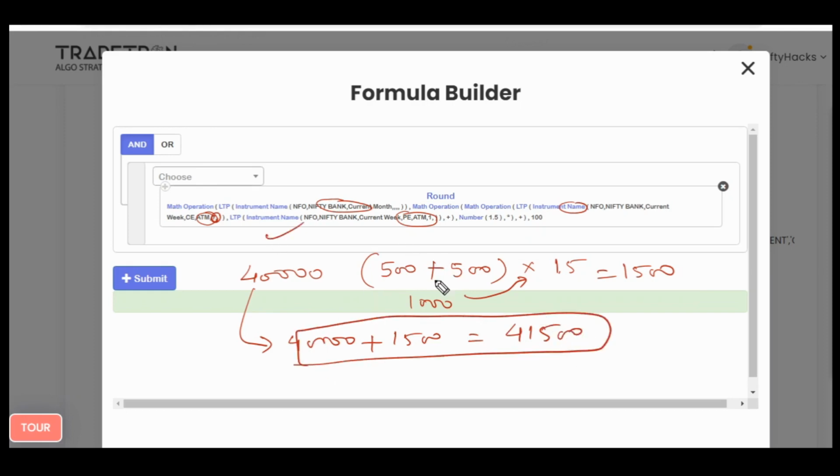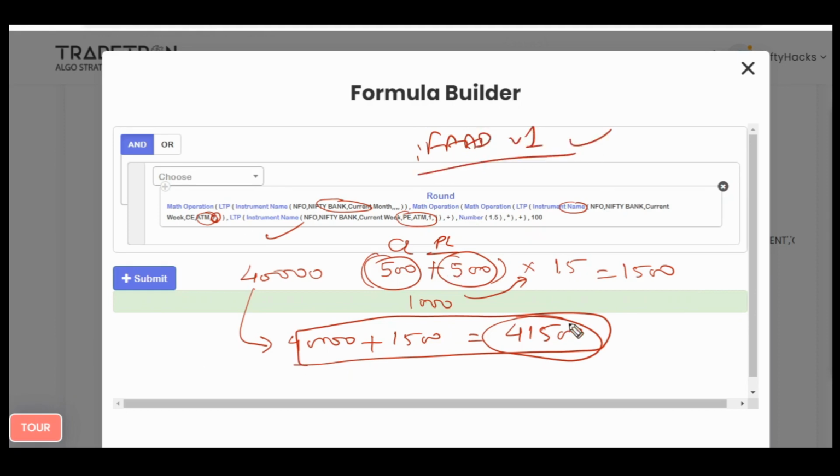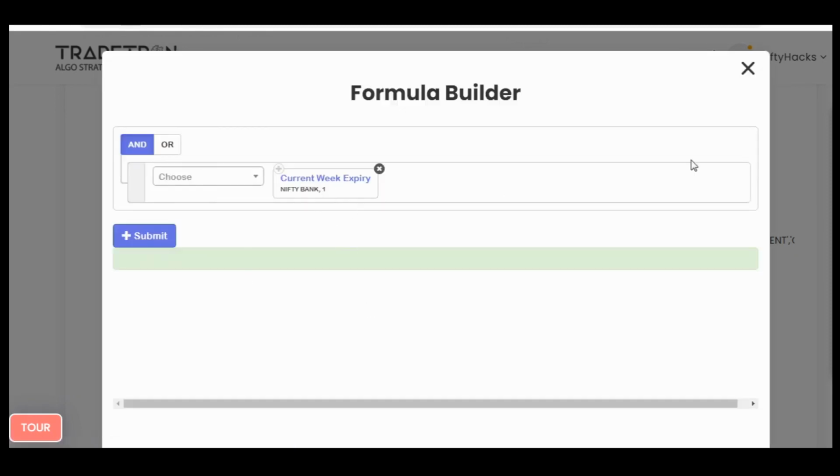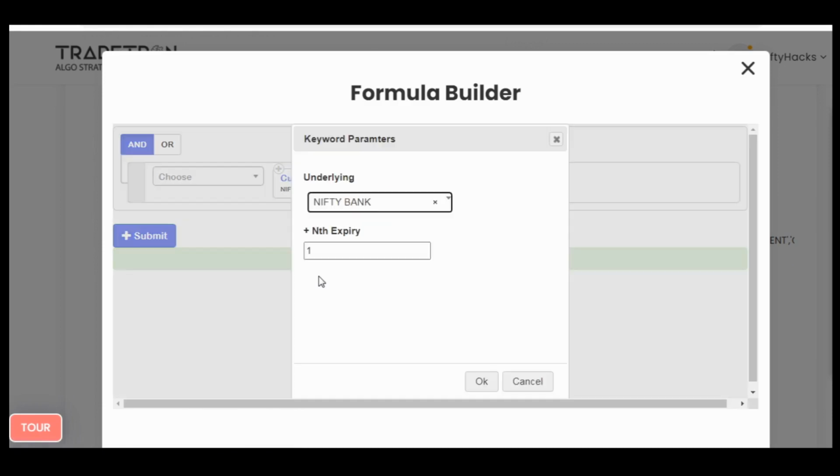So this is the calculation according to the LTP or price of ATM call and put, that tells which strike hedges we need to buy. So this is basically that. If you want to understand this in detail, please go through the iFAAD version 1 videos where I explained this in detail, right? So in the same way, and obviously you need to select next week expiry from here. So for that you need to select 1 here for next week. If you want to select next week, select 1 here. If you want to select current week, select 0 here.